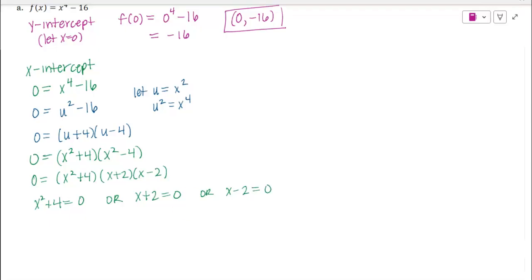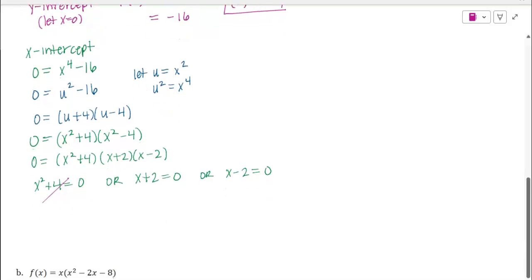We already said that this one doesn't give us any intercepts because we can't have x squared equal negative 4, right? When we square something, we always get a positive number. So that doesn't lead to any intercepts. But for the other two, we get x is equal to negative 2 and x is equal to positive 2. So for our x-intercepts, I think we have (-2, 0) and (2, 0).